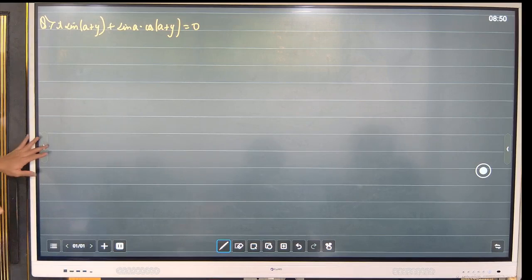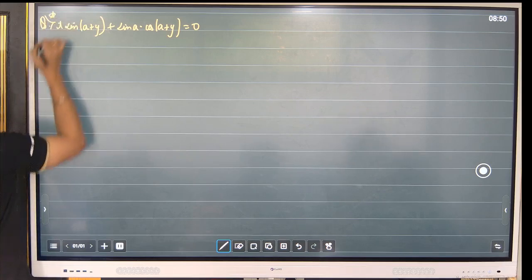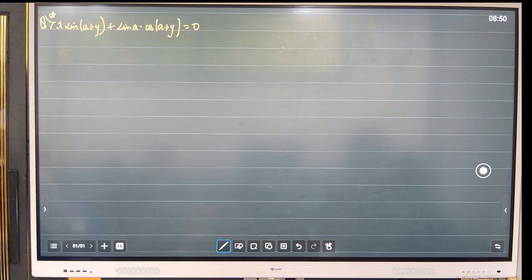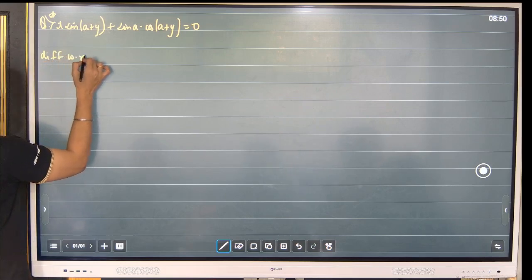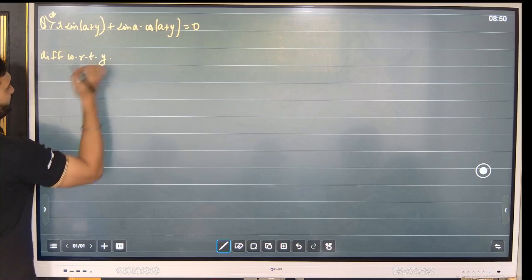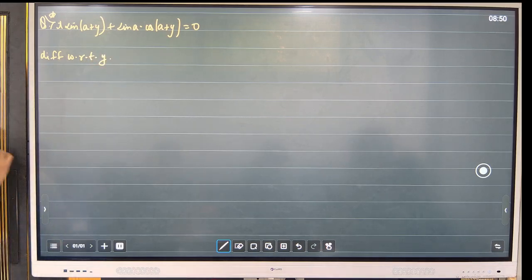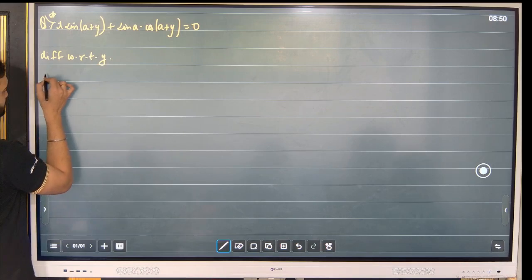Now if you do it differentiating with respect to x, you will get the same answer, a little lengthy. So this is a very important sum, and for this sum we'll differentiate with respect to y. So in this sum, I'll differentiate with respect to y, and since I differentiate with respect to y, this will become like this.